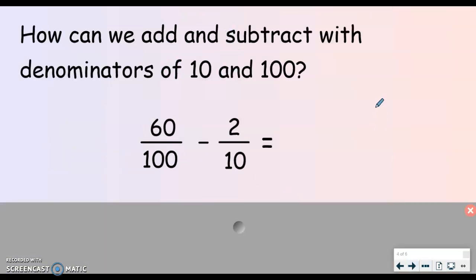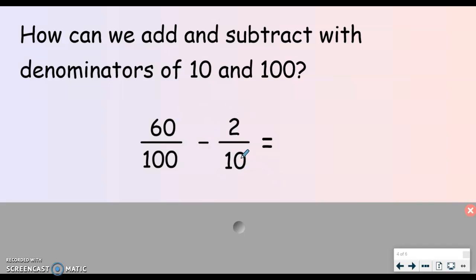So now that we can do this, we actually can add and subtract fractions that have these denominators, because we haven't done a lot yet this year, but next year in 5th grade, you will be adding and subtracting fractions with uncommon denominators.